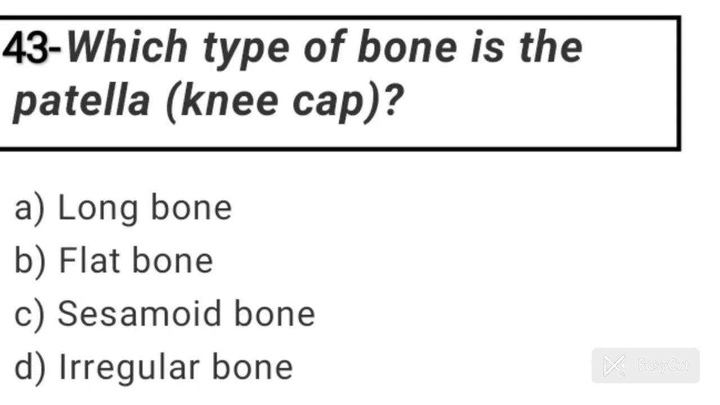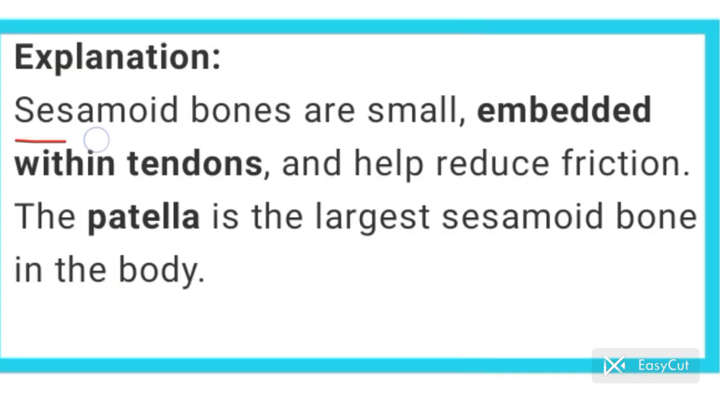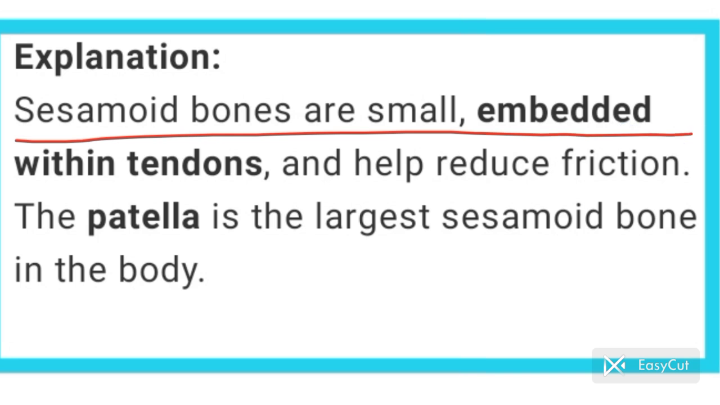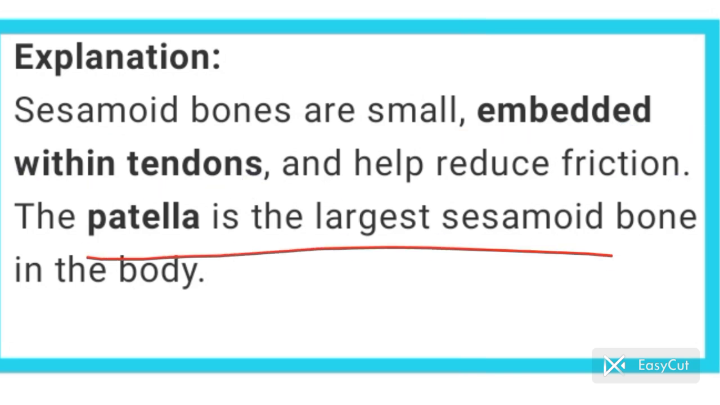Question number 43. Which type of bone is the patella? Kneecap. So kneecap is a sesamoid bone. Option C is correct for question 43. Sesamoid bones are small, embedded within tendons and help reduce friction. The patella is the largest sesamoid bone in the body.